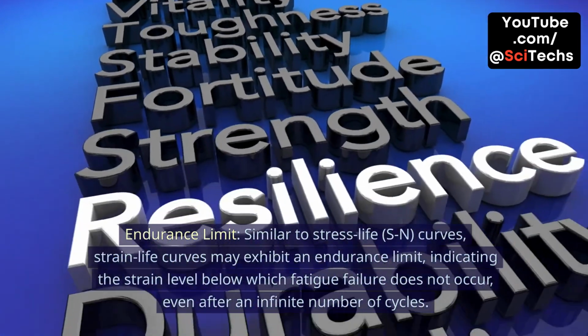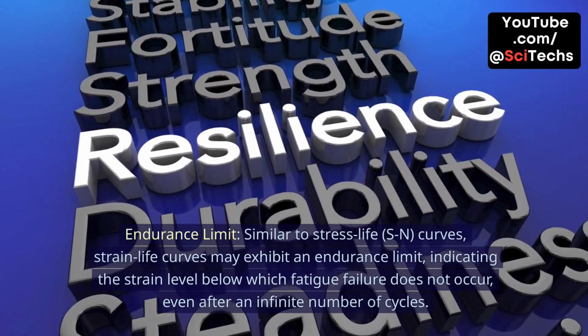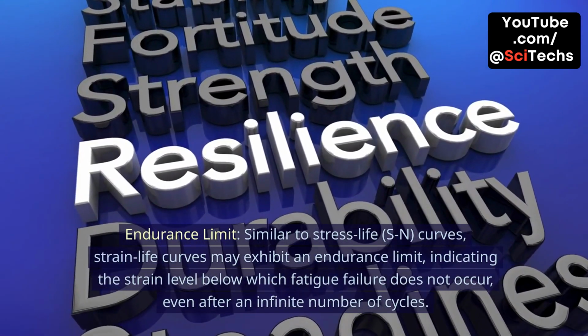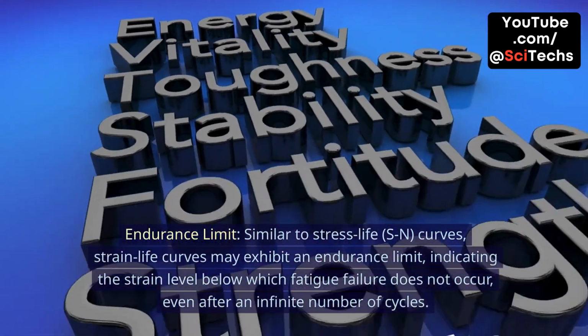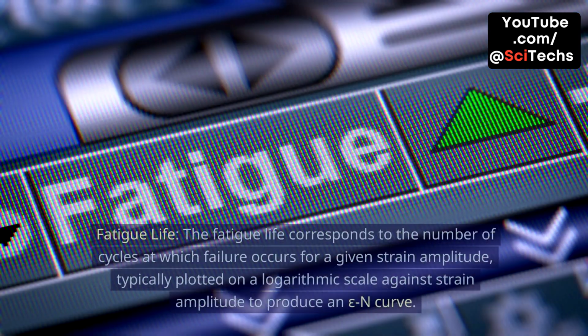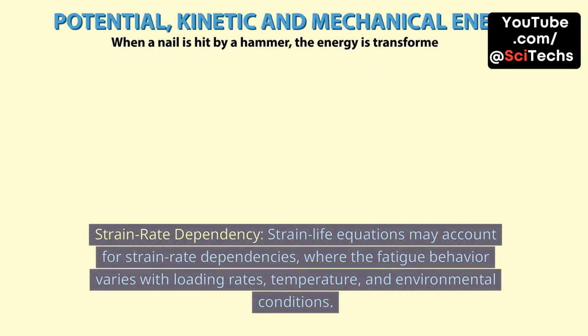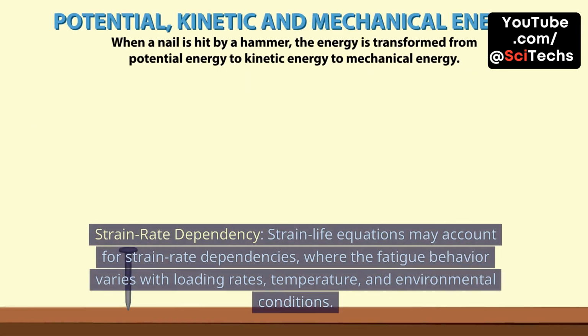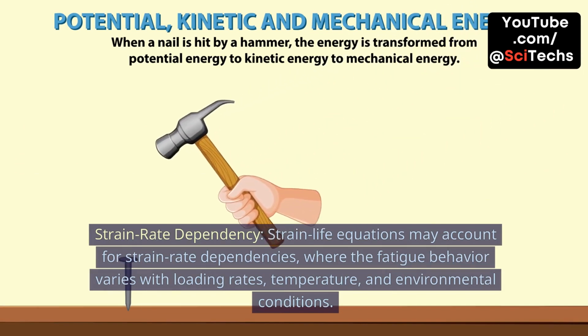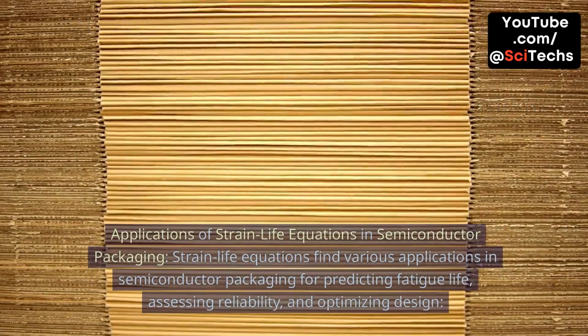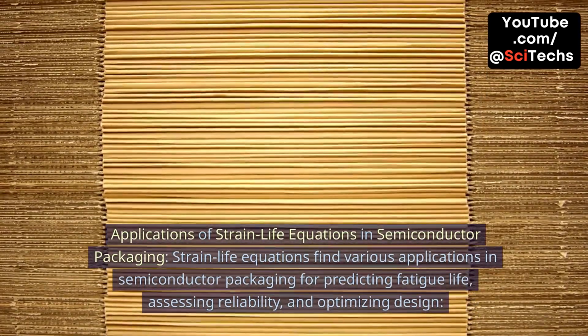Similar to stress life, S-N curves, strain life curves may exhibit an endurance limit, indicating the strain level below which fatigue failure does not occur, even after an infinite number of cycles. Fatigue life. The fatigue life corresponds to the number of cycles at which failure occurs for a given strain amplitude, typically plotted on a logarithmic scale against strain amplitude to produce an epsilon-N curve. Strain rate dependency. Strain life equations may account for strain rate dependencies, where the fatigue behavior varies with loading rates, temperature, and environmental conditions.